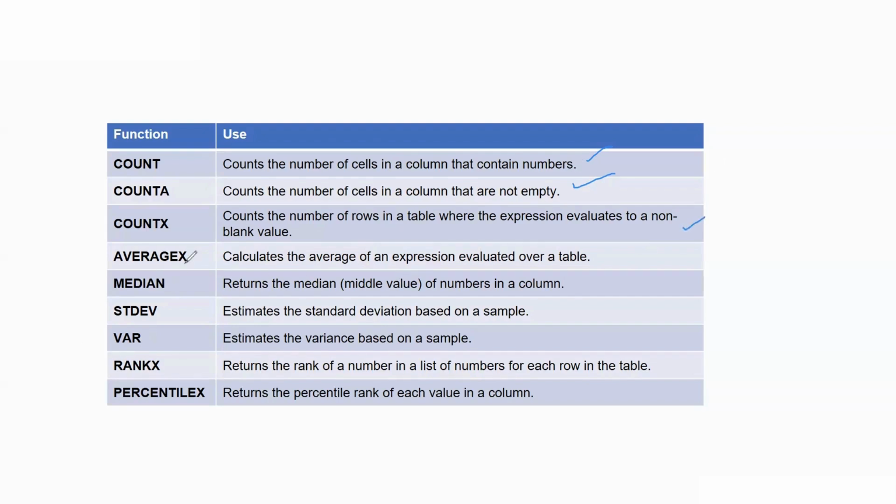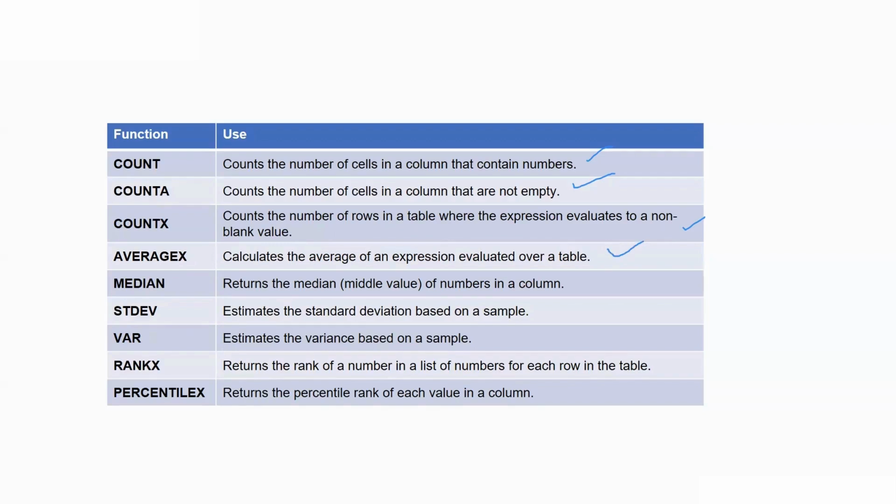In a similar way, AVERAGEX is used to calculate the average based on any expression. For example, you are providing an expression like unit price into quantity, which would lead to a total price. Then you want to find the average of that total price. So inside you will be giving all these queries, and outside you will be writing AVERAGEX, which would be helping you to find the average. So we will see this in action too.